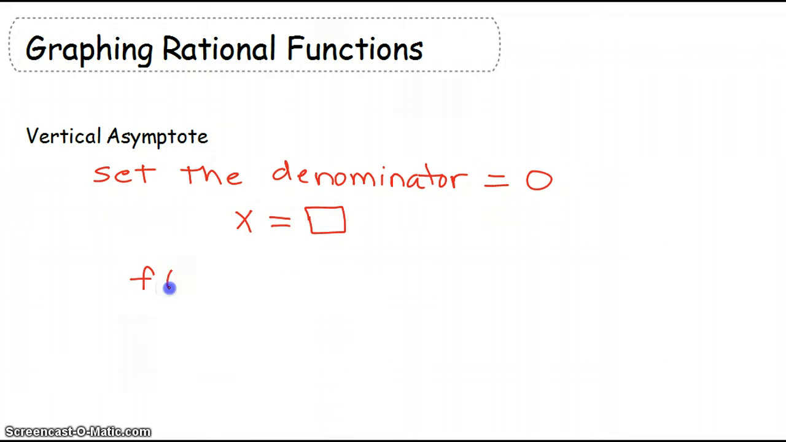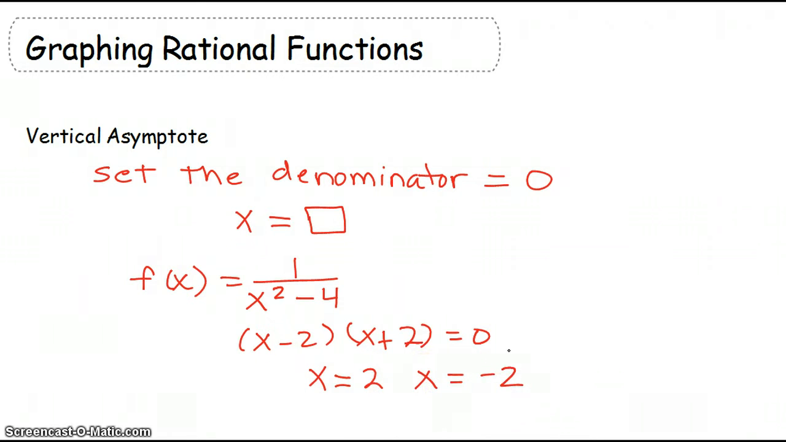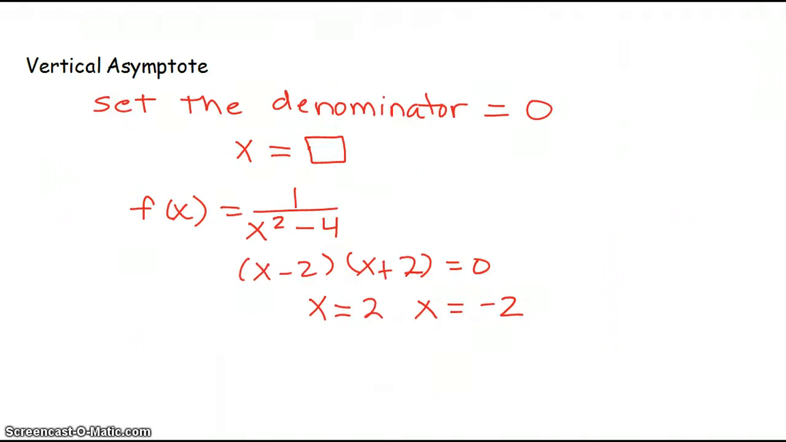So for example, if I had f of x equals 1 over x squared minus 4, I could factor that, and I would get x minus 2, x plus 2, and then I set those equal to 0, and so it will have two vertical asymptotes, x equals 2 and x equals negative 2. So remember, it can have many vertical asymptotes. You just take whatever the denominator is and set it equal to 0. And there were some groups that figured that out today.